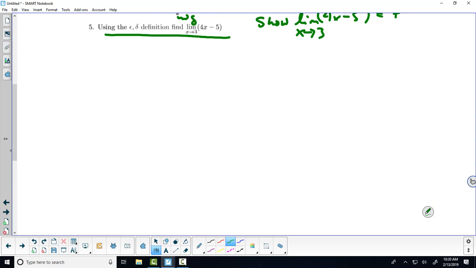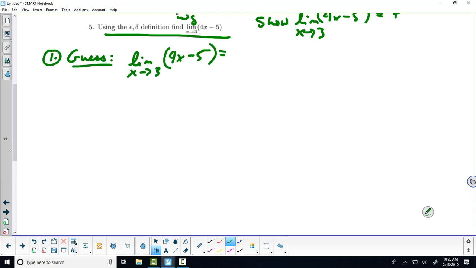One part is usually straightforward, okay? And then students confuse the second and third parts. So the first part is you need a guess. So what's our guess? Well, we guess that the limit as x approaches 3 of 4x minus 5.